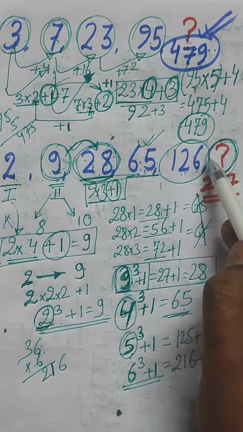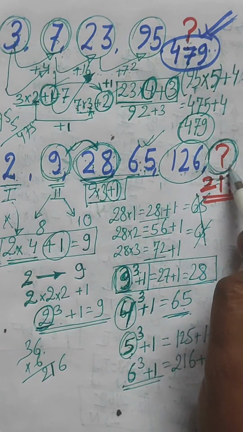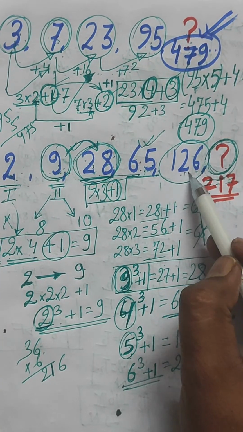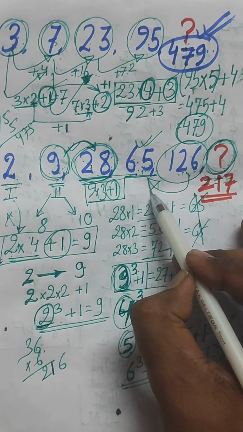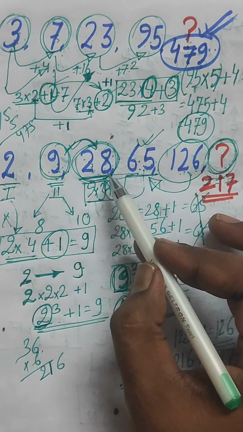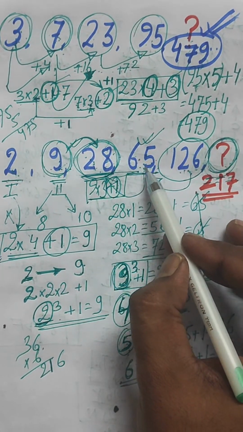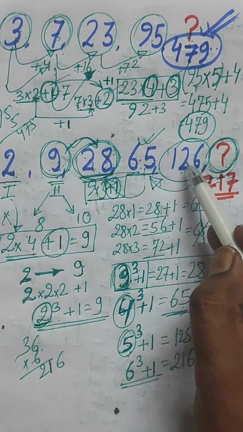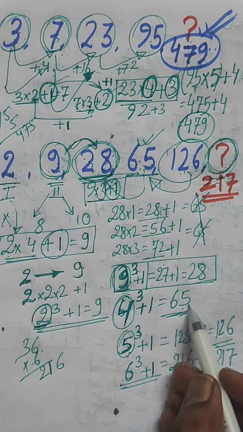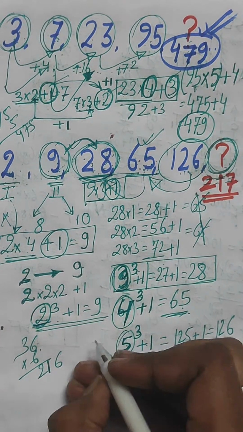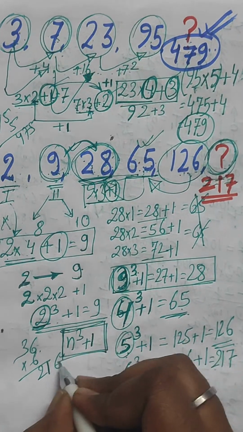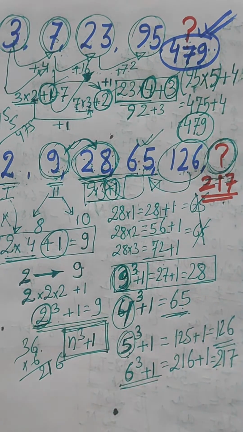This is the missing character over here. To find that missing character, you need to establish a relation with 126. But how 126 is coming, that needs to be understood by checking the relation with 65. And how 65 is coming, that needs to be understood by the relation with 28. From 28, how you will be able to get 65. From 65, how you will be able to get 126, like this, right? So here the n cube plus 1 series is followed, and this will give you the missing number 217 over here, right?